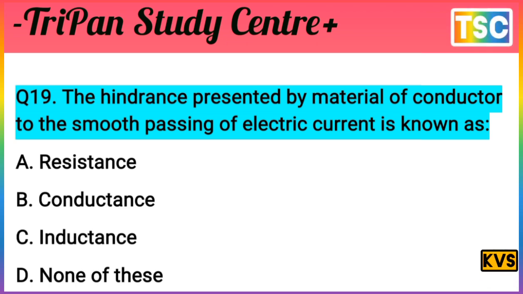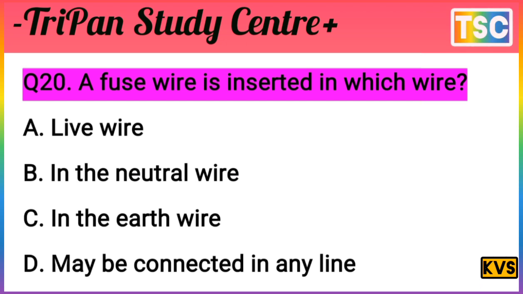Okay, let's see the next question. The next question on your screen: a fuse wire is inserted in which wire? A, live wire; B, in the neutral wire; C, in the earth wire; D, may be connected in any line. The question is clear, but first of all, that's important: write the right answer in your notebook, because it is important.